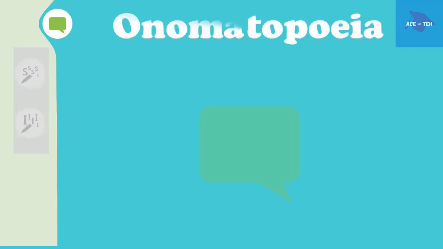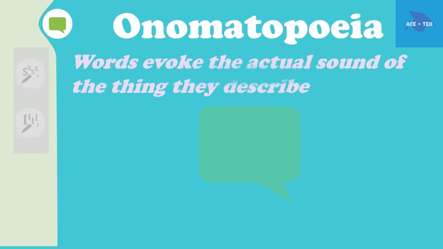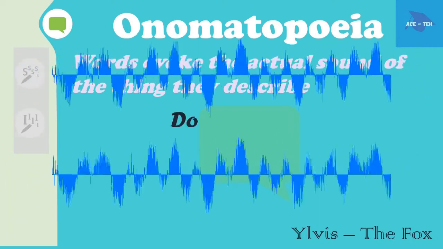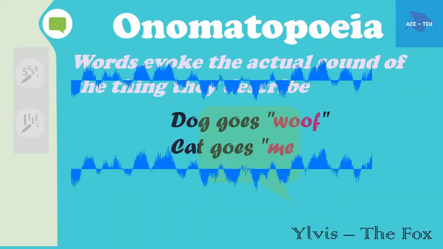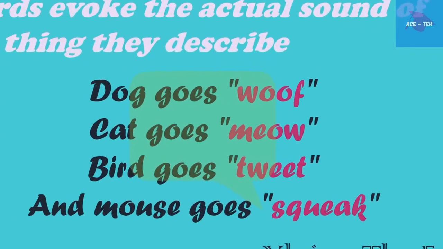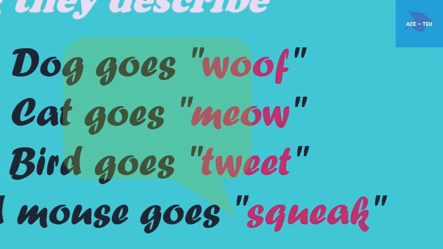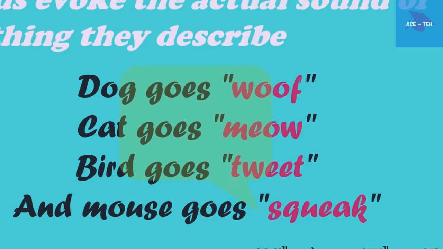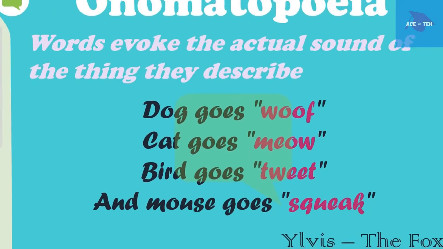Onomatopoeia. When we use onomatopoeia, words evoke the actual sound of the thing they refer to or describe. Dog goes woof, cat goes meow, bird goes tweet. Woof, meow, squeak, tweet are words that represent the sounds made by the corresponding animals.